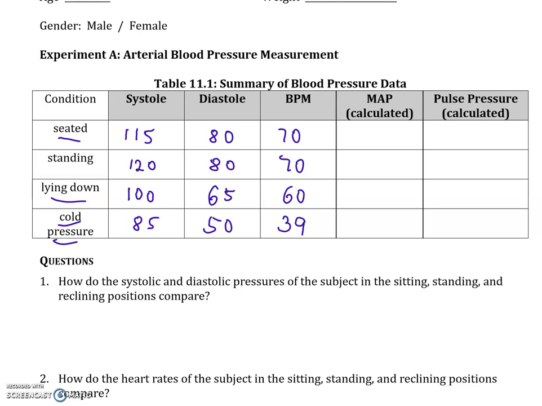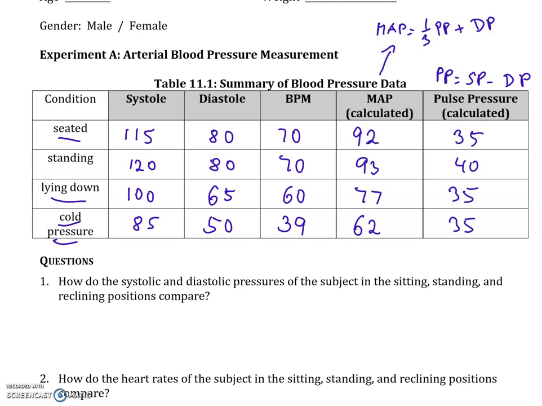So let's calculate the pulse pressure for each one of these. Pulse pressure is simply the difference between systolic and diastolic pressure. So let's fill in the data right here. So here is the data. Be sure that you know how to calculate the pulse pressure. So simply systolic minus diastolic pressure. You get these numbers right here with the given data.